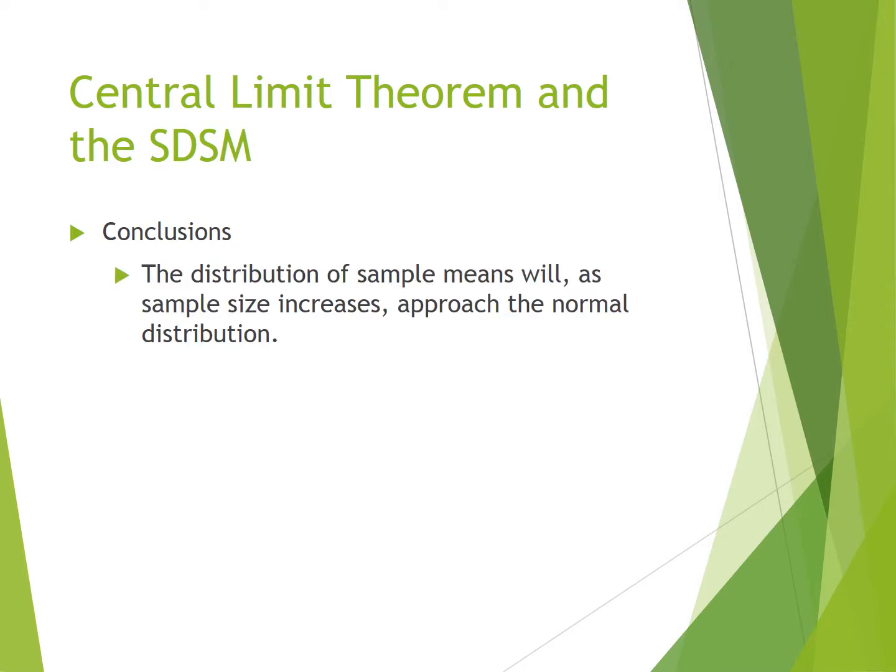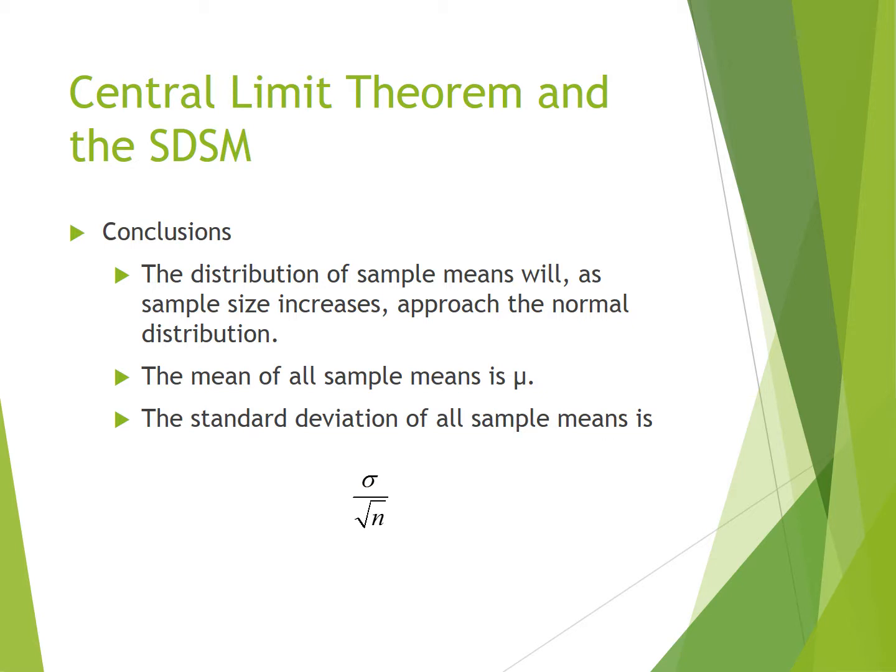Then, conclusions. The distribution of sample means will, as the sample size increases, approach the normal distribution. The mean of all the sample means will always be equal to the true population mean, and the standard deviation of all the sample means is the population standard deviation divided by the square root of the sample size. That's what we saw when we looked at the first example in 6.3 on the sampling distribution of sample means with our example of the 1, the 4, and the 7.